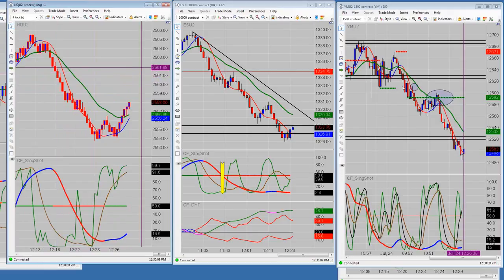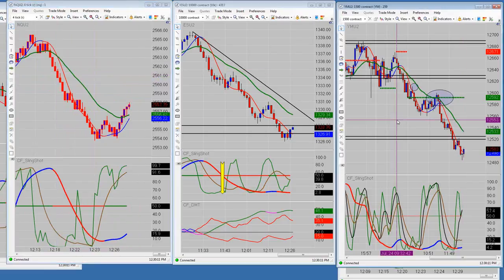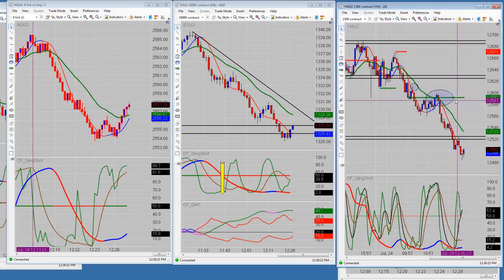Okay, guys? On the YM, I didn't take any trades on the YM this morning, but there was one trade that set up right at the close this morning. And the way that I usually do this trade is it's on the 1500 contract YM chart.